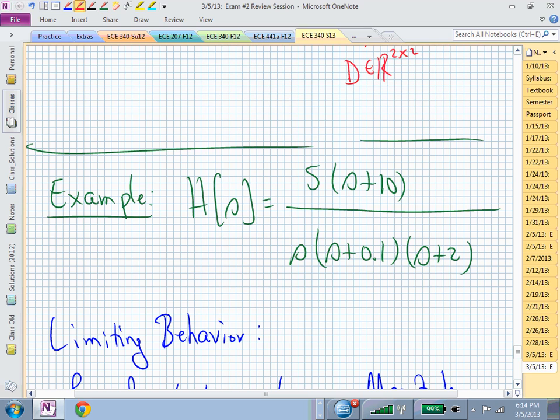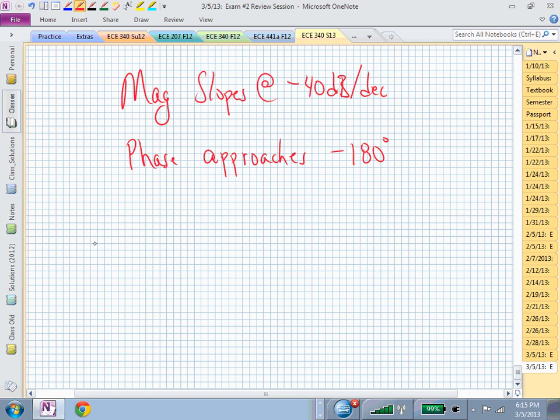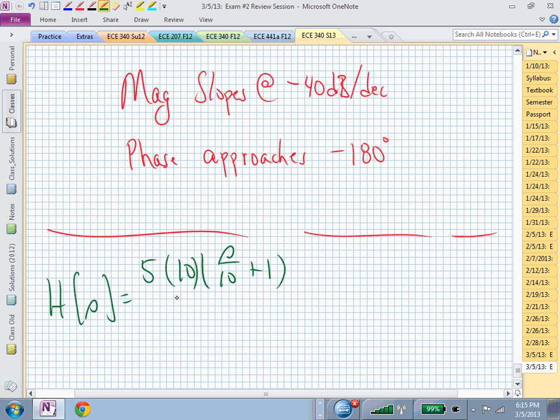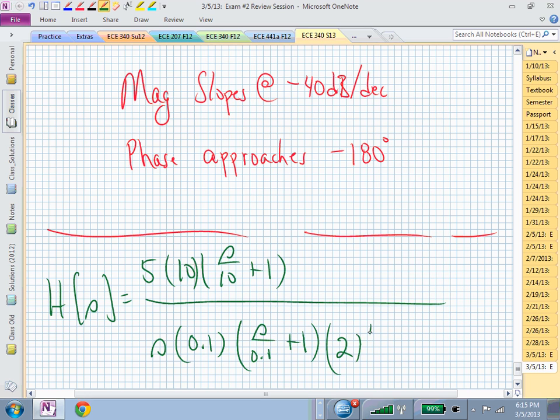Now we want to sketch the Bode plot. What do we do? Probably put it in time constant form. So let's start factoring things. We now have H of s. We have a 5. We have a 10 for our 0 factor. Downstairs, we had the pole at the origin. We had a pole at 0.1. We had another pole at 2.